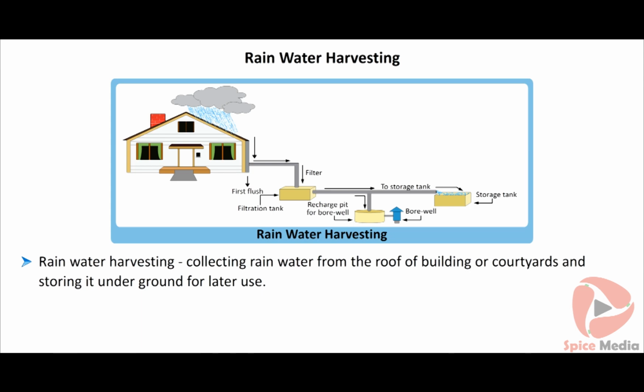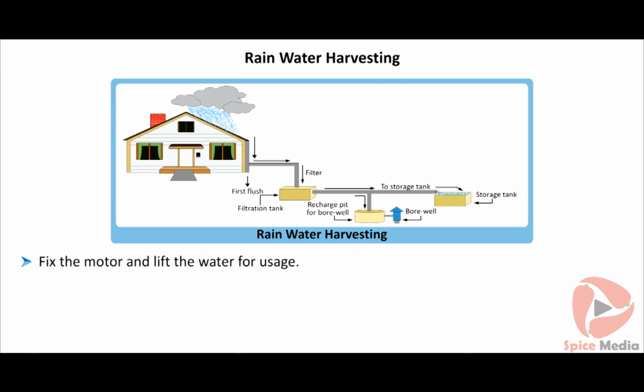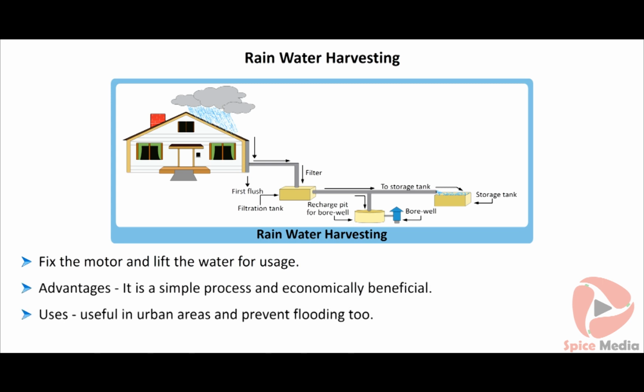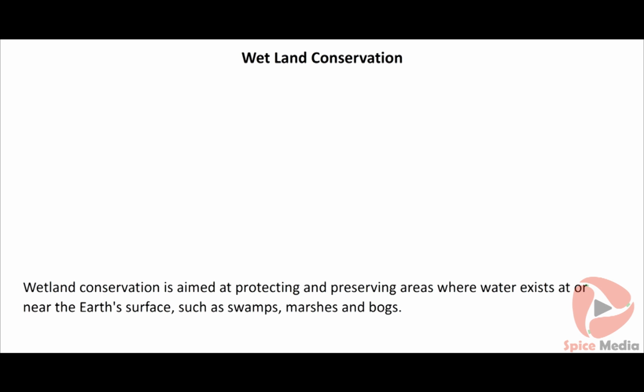Rainwater harvesting is a process of collecting rainwater from the roof of buildings or courtyards and storing it underground for later use. The main purpose of harvesting rainwater is to check the runoff water. An electric motor can be fixed to pull the water up for usage. The process of rainwater harvesting is simple and economically beneficial. It is useful in urban areas and also prevents flooding in living areas.